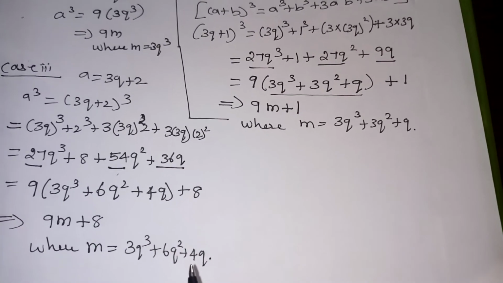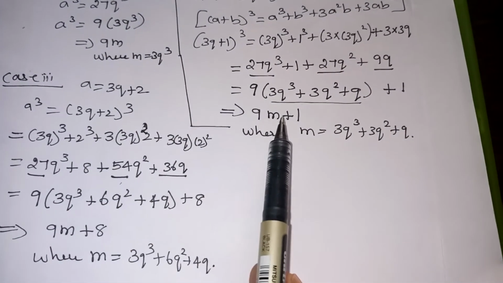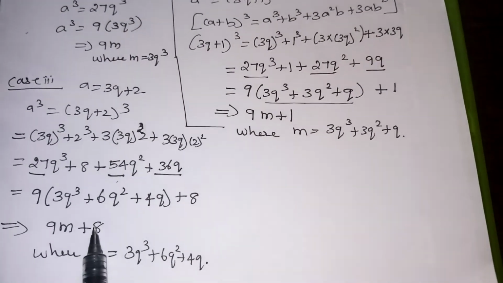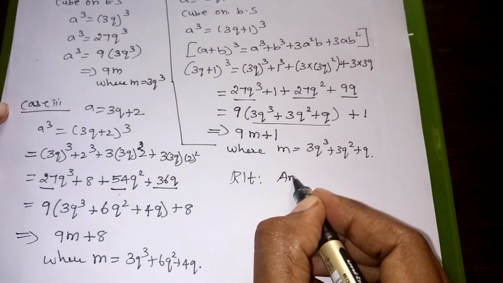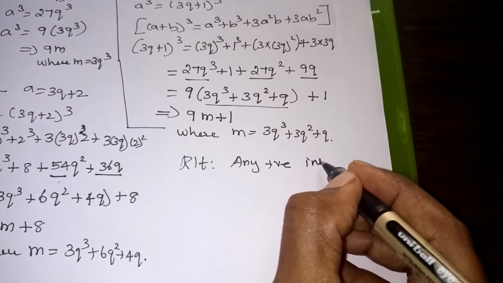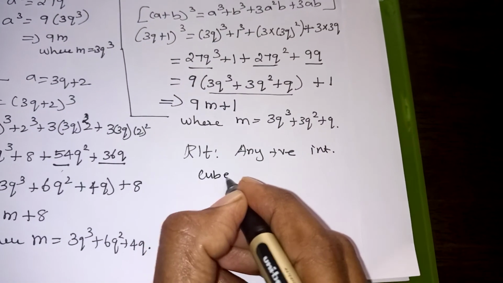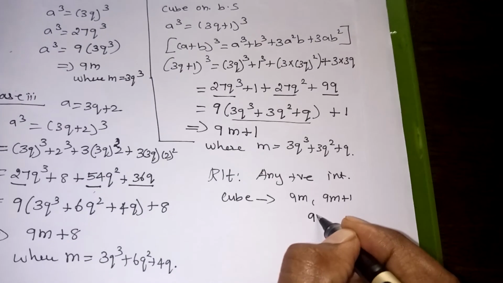Here any number, if you are taking and cubing on both sides, that number will end with 9m or 9m plus 1 or 9m plus 8. So that is your result. The result you should write as: any positive integer, if you are cubing that integer, that will end with 9m or 9m plus 1 or 9m plus 8.